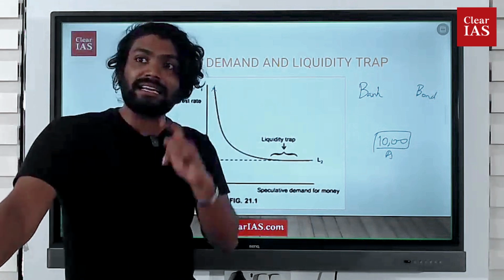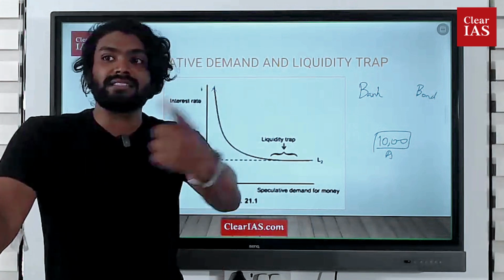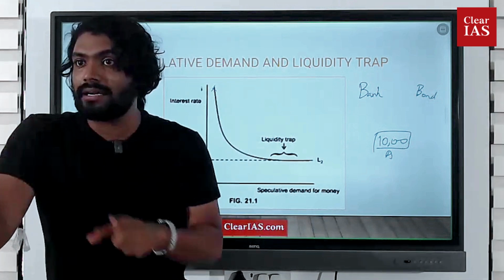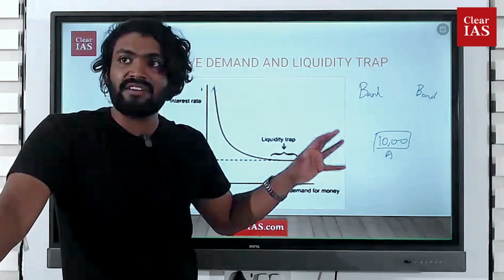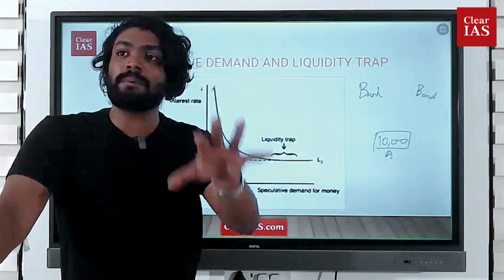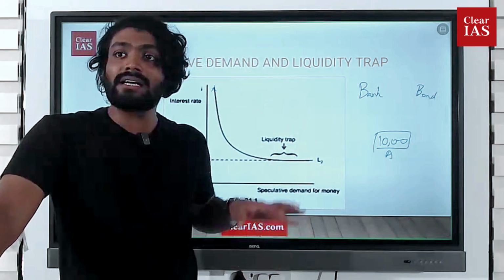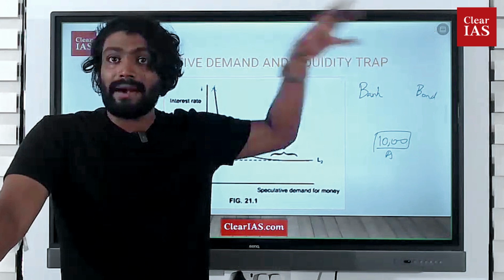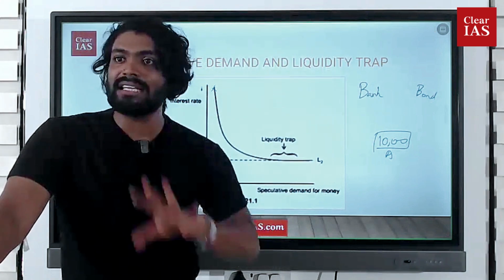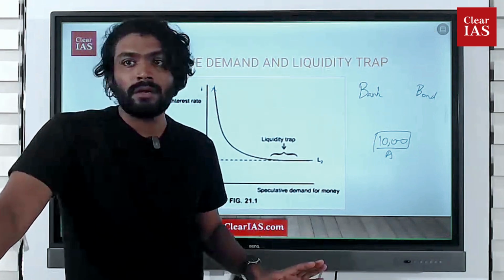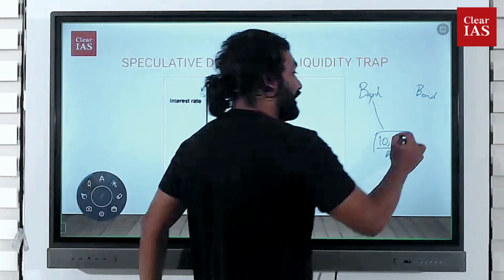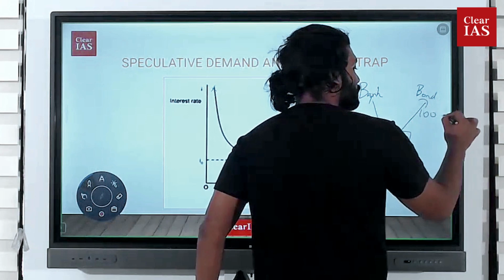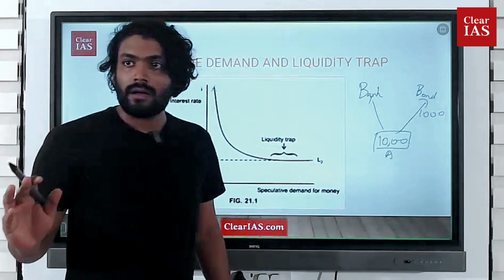So interest rate decreases means price of bond will increase. That is a speculation, right? Bond price is inversely proportional to interest rate. Now interest rate is the highest, but there's a chance that it will decrease. Only chance is that it will decrease. It won't increase. So instead of investing in the bank, he will buy a bond. Are you getting the point?